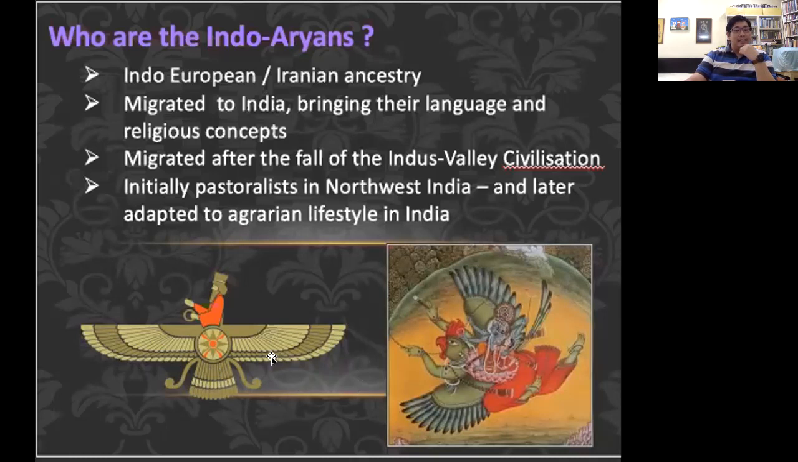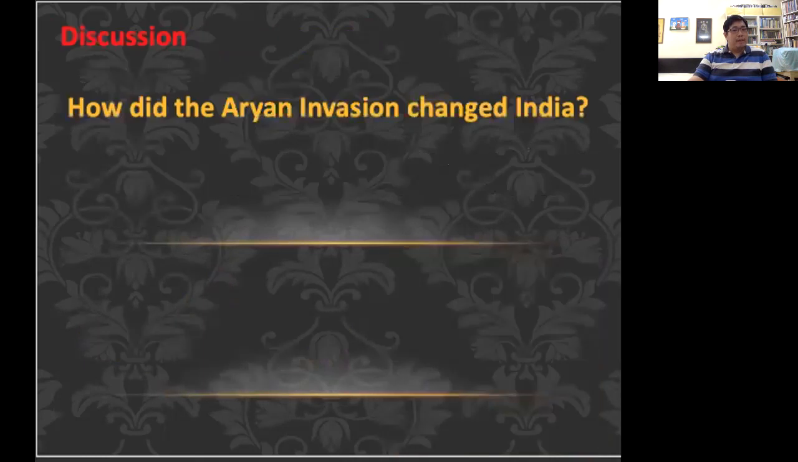Okay, so basically this is one of the angels of the Zoroastrian religion. Eventually, this Faravahar will turn out to be the Garuda. The Garuda is the vehicle of Vishnu, the Vahana of Vishnu. So eventually the Indo-Aryans will come to India and a new religion will be born.